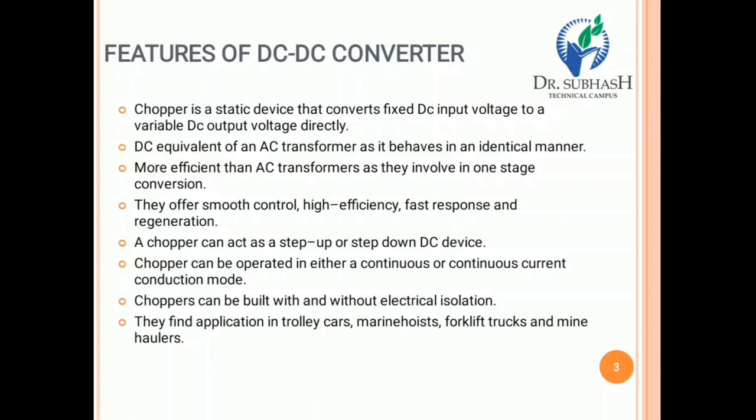They find many applications in trolley cars, marine hoists, forklifts, trucks and mine haulers, right? And in so many other applications where a DC to DC converter is needed. In each case we get a fixed DC output, but some devices require a variable DC output. So we need the conversion of fixed DC input voltage into variable DC output.